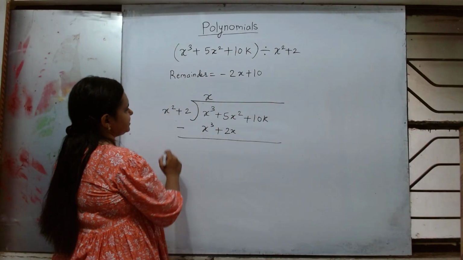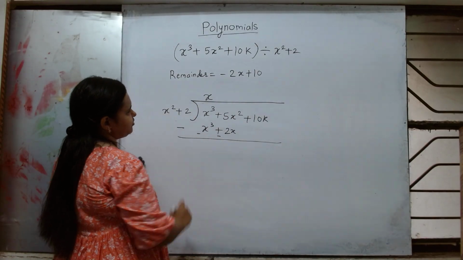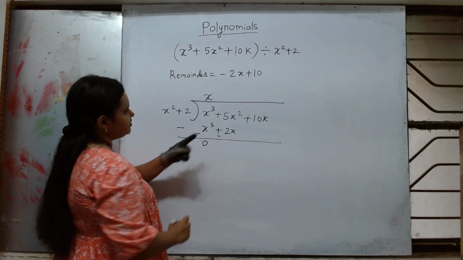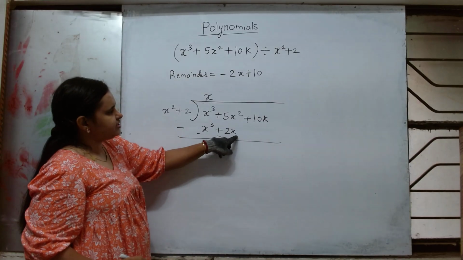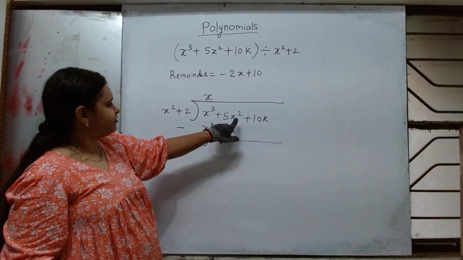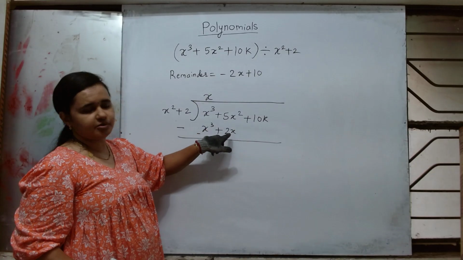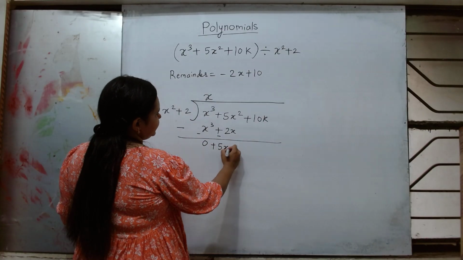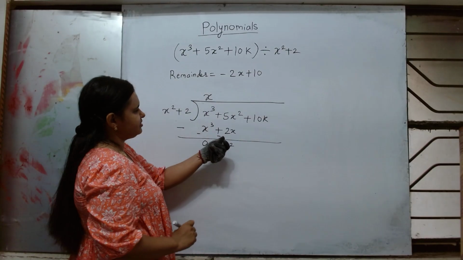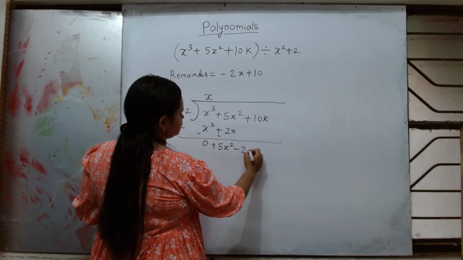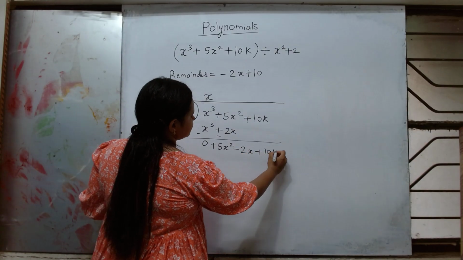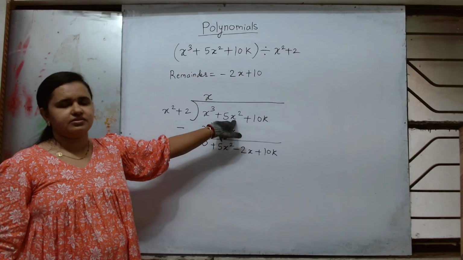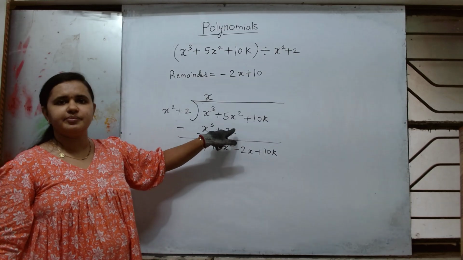Now if we subtract it, minus x cube minus x cube is 0. And here the powers of the variables are different, so we subtract and write 5x square as it is, here it is minus 2x plus 10k. We can't subtract 2x from 5x square because the power of the variable is different. Okay.